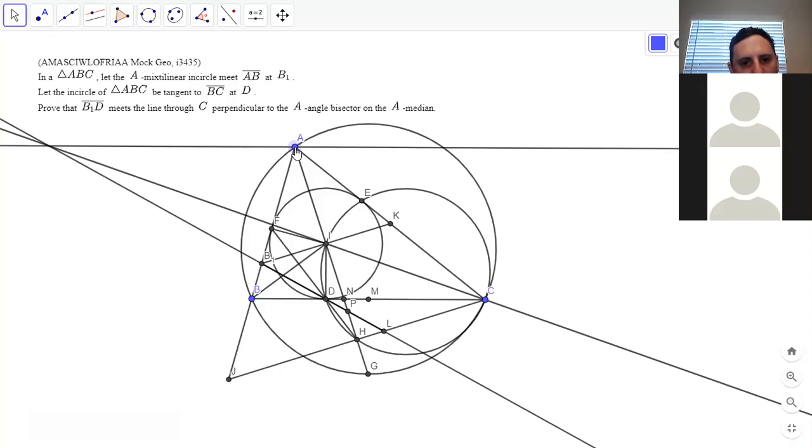How would we show that? Yeah, that is an interesting fact. You just take AI, you take the perpendicular from I to AB, and then you show that DB1, this parallel, and CI are concurrent.